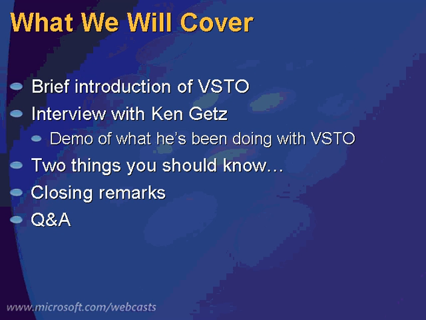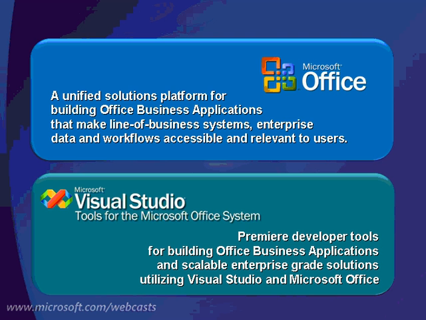So let's get started. What we're going to cover is I'm going to do a brief introduction to VSTO. There's some points that I'd like to cover just to make sure that we're all in context and we're all on the same page on some things. And then we'll sit down and talk to Ken for a few moments and get to know him a little more and see what he's been doing, and then have him talk about some stuff he's doing with VSTO. And at that time, he'll show us some demos and talk about some code. I'll ask him a couple of things that you guys should know, and then we'll both do a couple of closing remarks, and we'll open it up for Q&A. So with that in mind, let's go ahead and go to the first slide here.